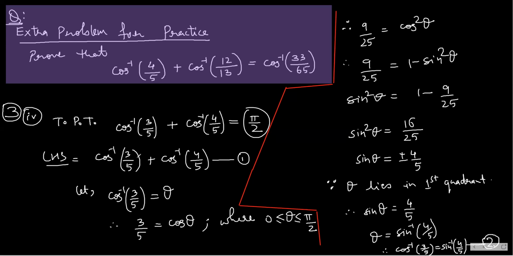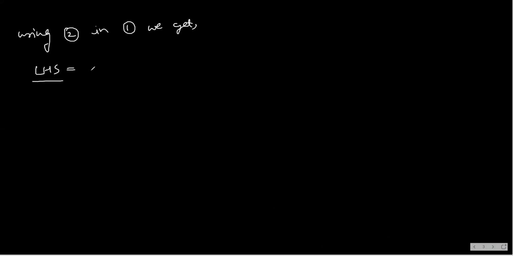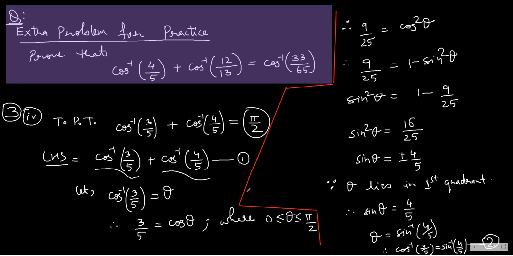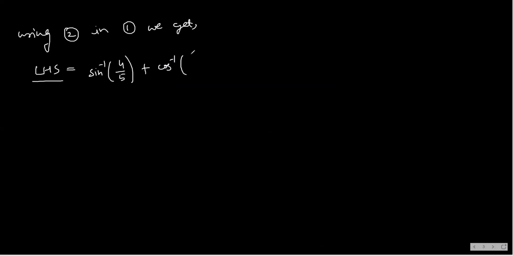What do you have? You have cos inverse of 3 by 5. So cos inverse of 3 by 5 is now sine inverse of 4 by 5. So here you will write sine inverse 4 by 5. So you have LHS as sine inverse 4 by 5 plus, what is beside it? Beside it, it is cos inverse 4 by 5 only, plus cos inverse 4 by 5. Now, sine inverse 4 by 5 plus cos inverse 4 by 5 is pi by 2, which is a property. This is equal to RHS.